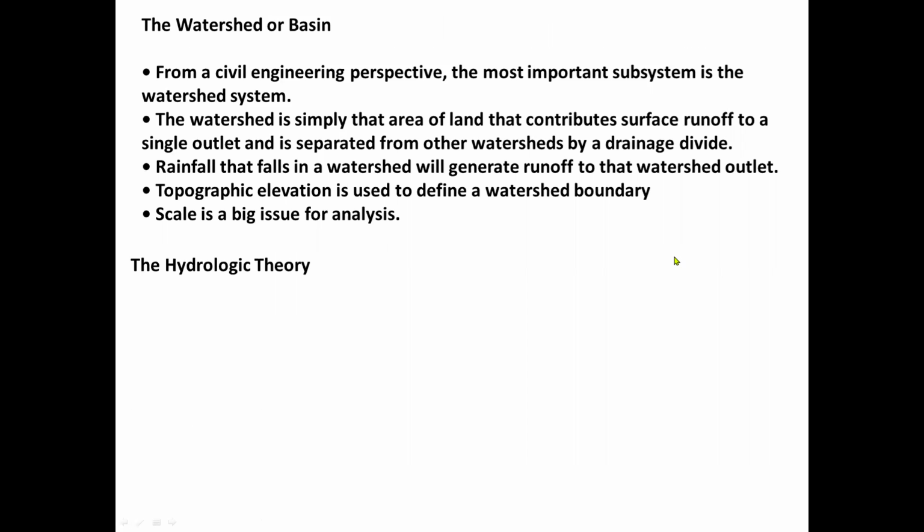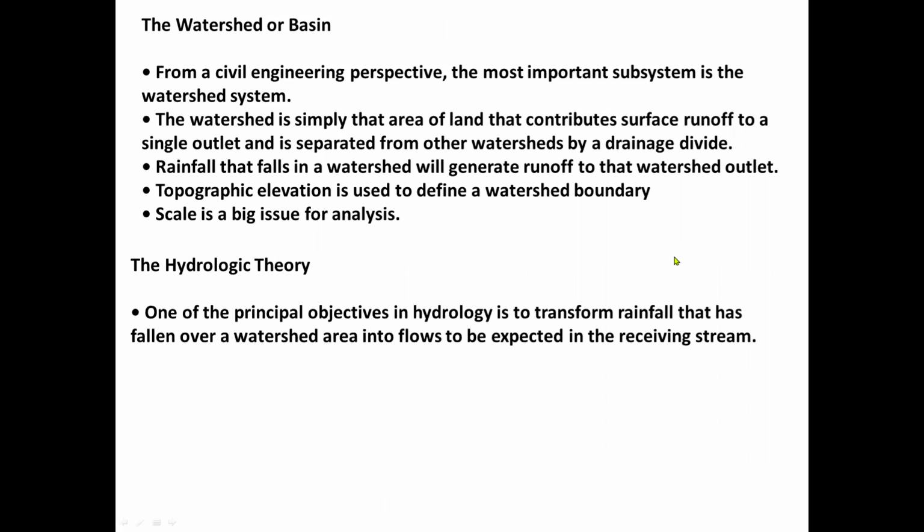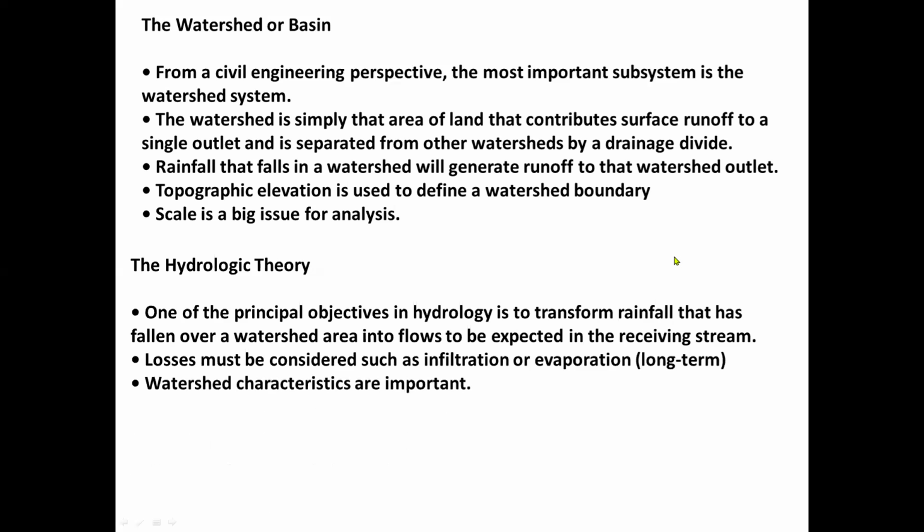Then we also have the hydrologic theory. One of the principal objectives in hydrology is to transform rainfall that has fallen over a watershed area into flows to be expected in the receiving stream. Losses must be considered, such as infiltration or evaporation, for a long-term process. Watershed characteristics are important.